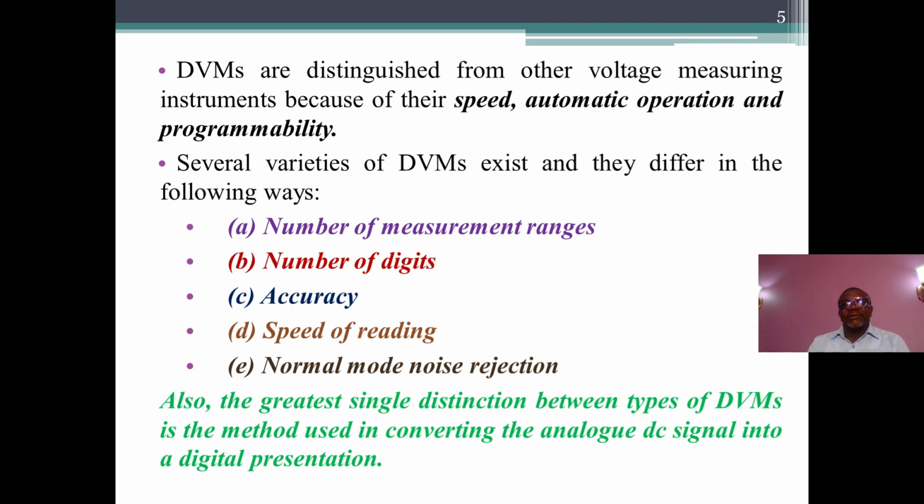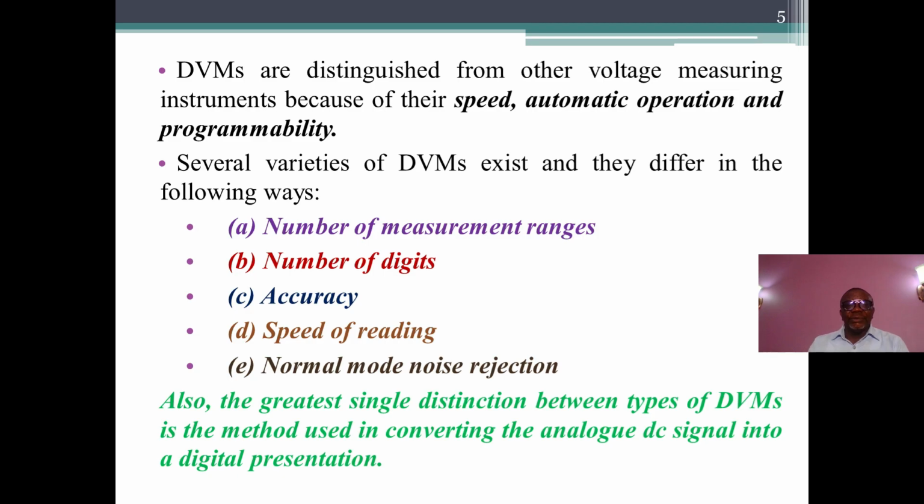Digital voltmeters are distinguished from other voltage measuring instruments because of their speed, automatic operation, and programmability. You can program them to feed another device. You can program them to give you output the way you want it. Several varieties of these digital voltmeters exist, and they differ in the following ways.